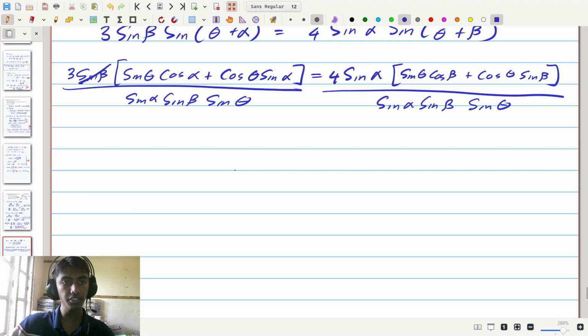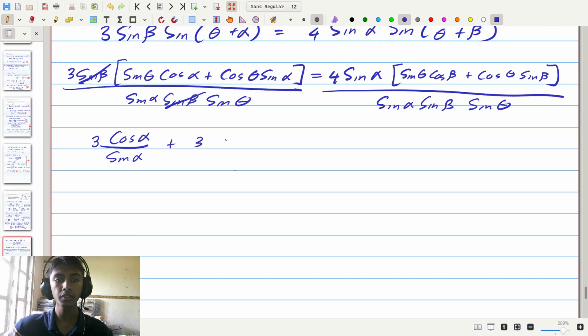On the left hand side, this sine of beta is going to cancel, leaving us with 3 times sine alpha cos theta, cos alpha rather, plus 3 cos theta sine alpha divided by sine alpha sine theta. Here once again, this sine theta is going to cancel, leaving us with cos alpha divided by sine alpha here. So we're going to be left with, on the left hand side, 3 cos alpha divided by sine alpha plus 3 cos theta divided by sine theta.